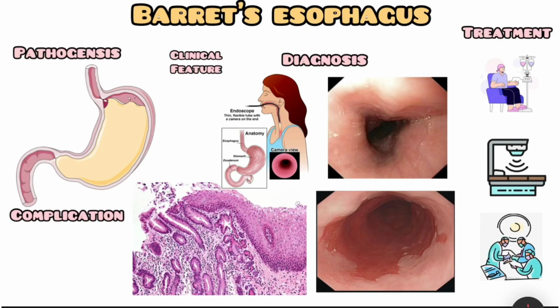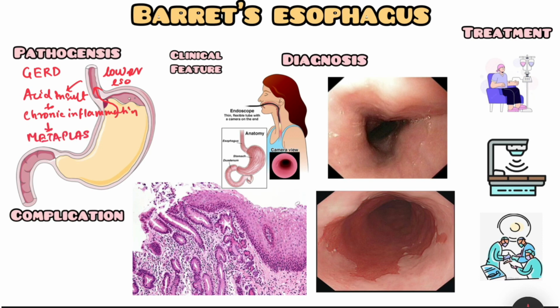Barrett's esophagus is a pathological condition in which, in patients suffering from gastroesophageal reflux disease, the esophagus faces recurrent and continuous assault of stomach acid in the lower part of the esophagus. As a result, that acid insult leads to a chronic inflammation. And this chronic inflammation finally leads to something known as metaplasia.